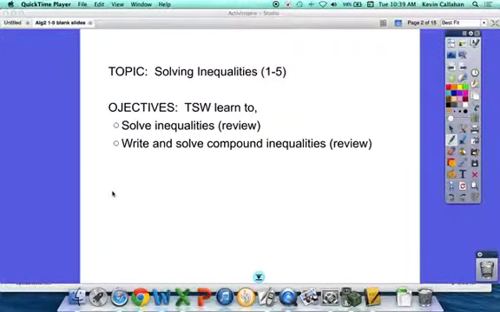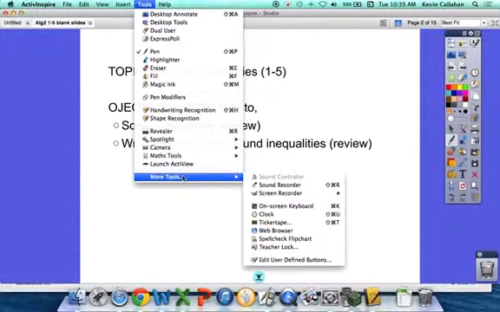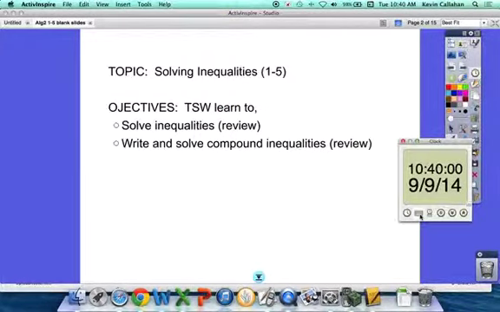And the thing I wanted to pull up, which is not there, is this. Where's the more tools? More tools. Clock. Clock. And we'll put that over there and shrink it. There we go.